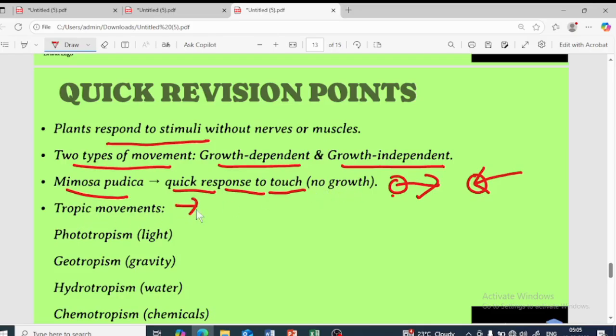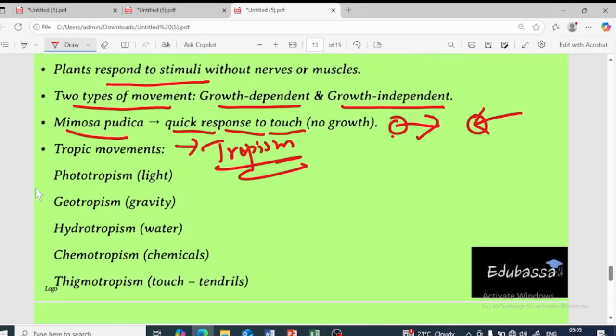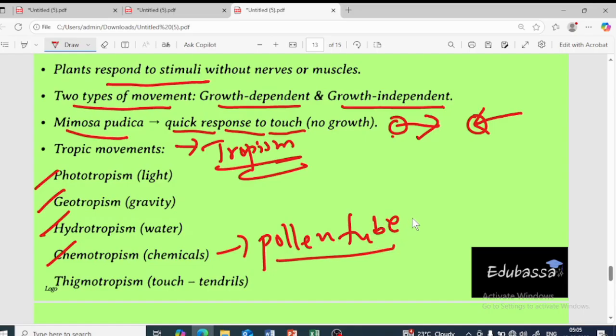Tropic movement is growth related movement, which we also call tropism. There are several types of tropism. One is phototropism. Phototropism means growth takes place towards the light. Geotropism, growth takes place towards gravity. Hydrotropism, growth takes place towards water. Chemotropism, growth takes place towards a chemical. Example, pollen tube. In the stigma, the pollen grains develop a pollen tube that will grow towards the ovule. Why? Because in the ovule a chemical is present. Okay, clear.